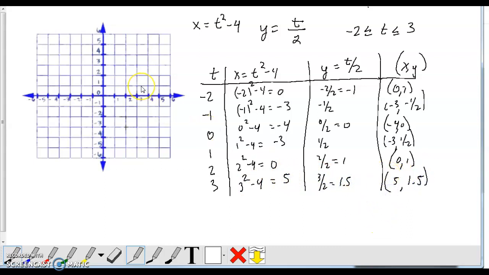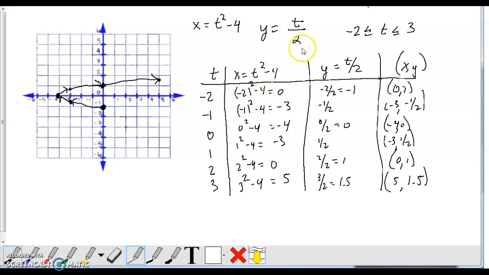Okay, so let's go ahead and plot what we know. So 0, negative 1, I'm right there. Negative 3, negative 1/2, probably right about there. Negative 4, 0. Then negative 3, positive 1/2. 0, 1, and then 5, 1.5. It looks like it's going in this direction. So it almost looks like a sideways parabola. I'm going to draw my arrows. This is how we drew it.